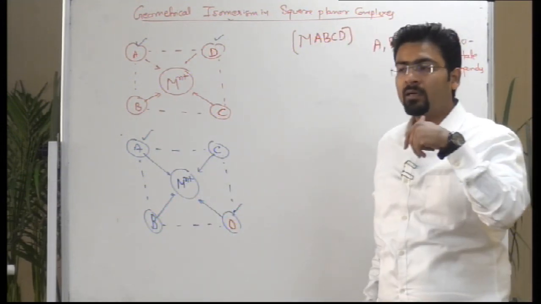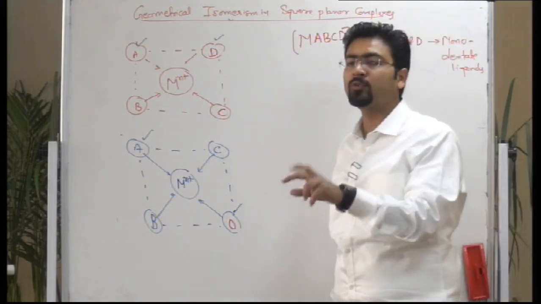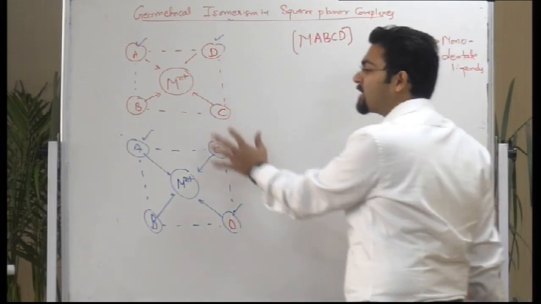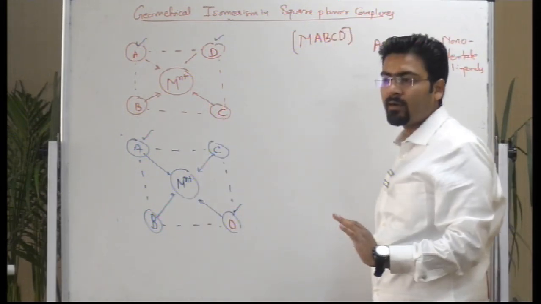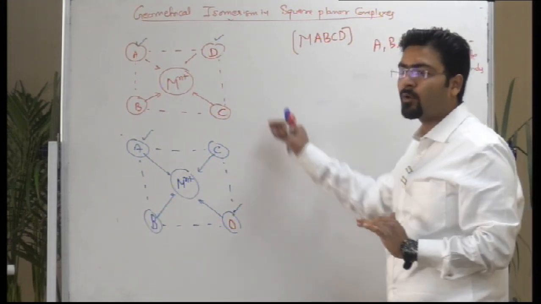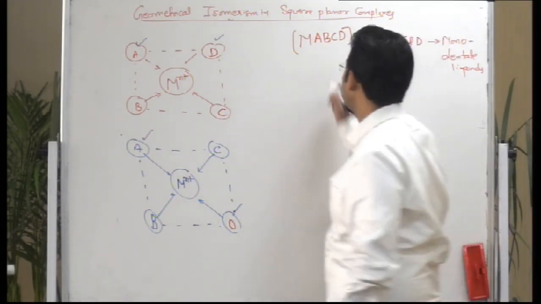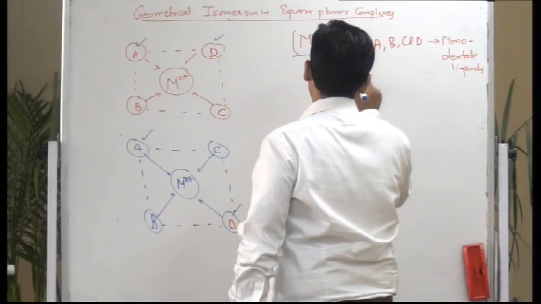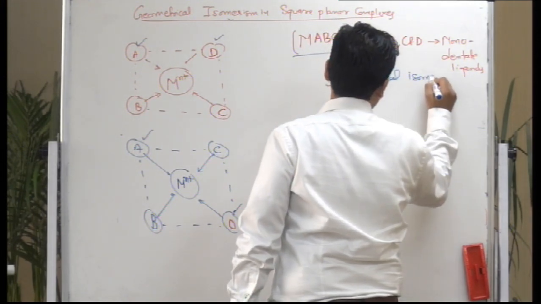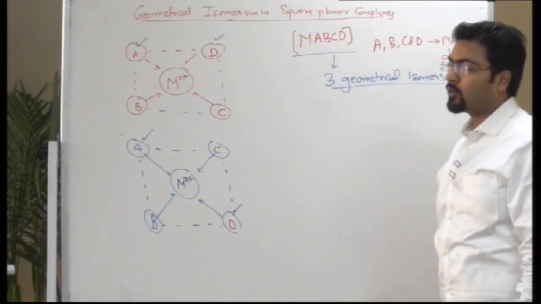I cannot name them to be cis and trans, because to name them to be cis and trans, same group should be on the adjacent position and same group should be on the opposite positions. But yes, this will show geometrical isomerism. I just cannot name them as cis and trans, but by the logic of geometrical isomerism, they'll be called geometrical isomers. Not two, but three geometrical isomers will be formed. Right? So you can just remember it.